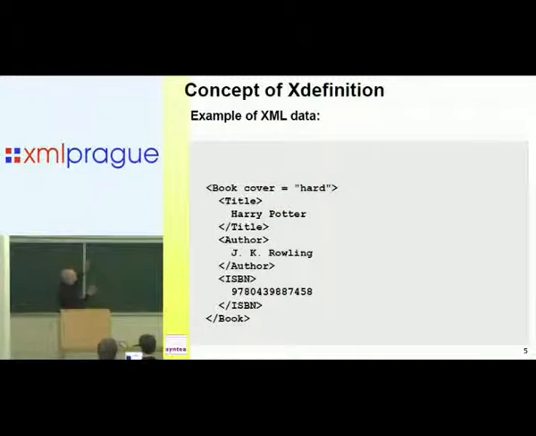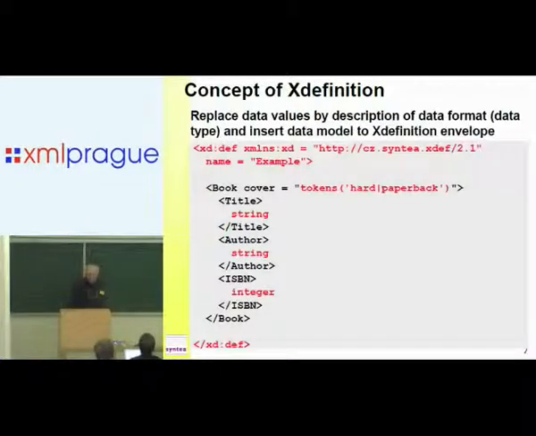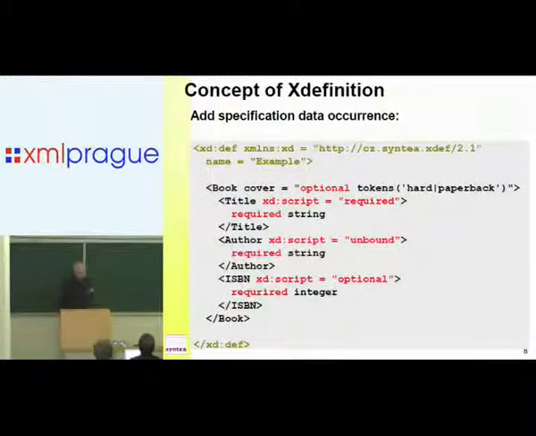So now, very briefly, let's have some very simple data. It's some book with title, author, or let's say authors. You will see how we'll write it. So how we create XDefinition, we first remove all the data, and we have just the structure, and then we put, as I already described, some description of values we have there. We can add, or we have to add, the description of occurrences.